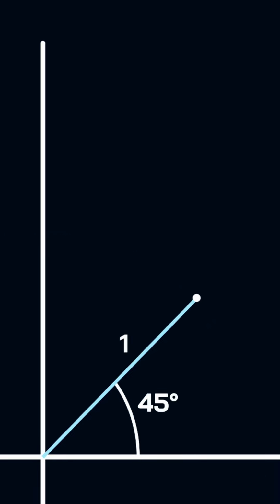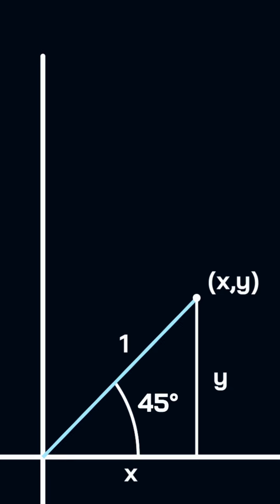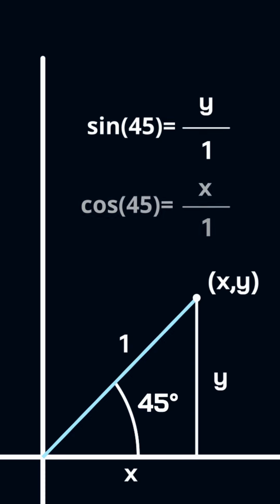We could forget about the circle for a minute. Now, can we find the x and y coordinates of this point? Yeah. All we need to do is just set this up as a right triangle and then use some trigonometry to find the x and y value. We'll use sine for y and cosine for x.